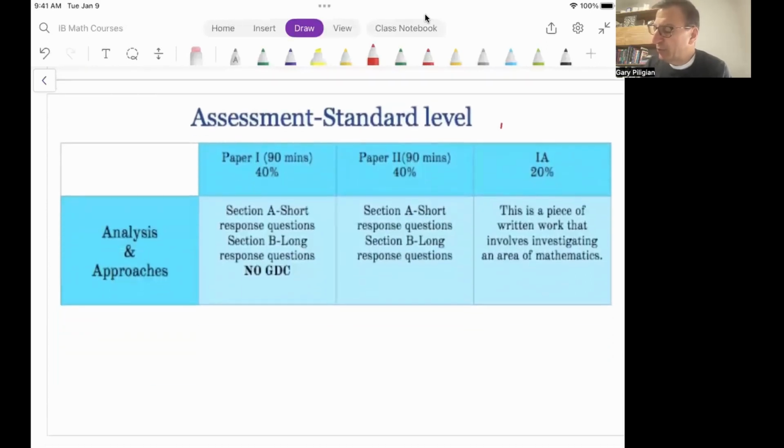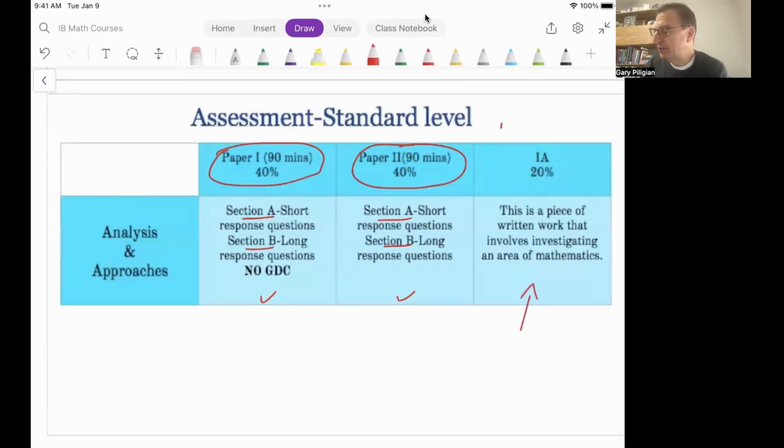The assessment on this course, we did this in the other slide, so I'll just do this very quickly. There are 2 papers, both 1.5 hours. They both count for 40% of your mark. Paper 1 is no calculator. Paper 2 is calculator allowed. They both have a section A and a section B. Section A is the short response questions and section B are the long response questions.